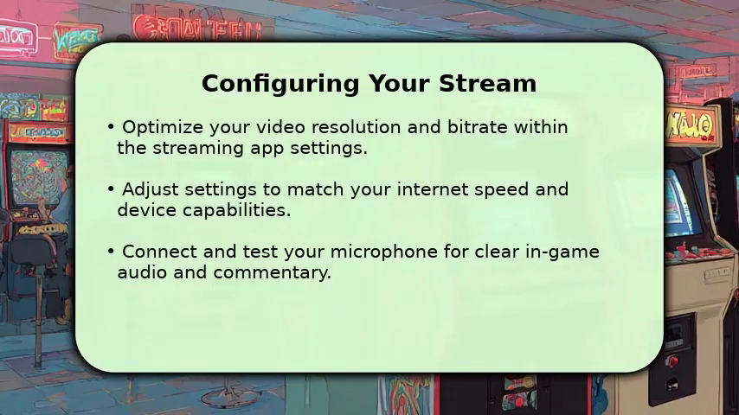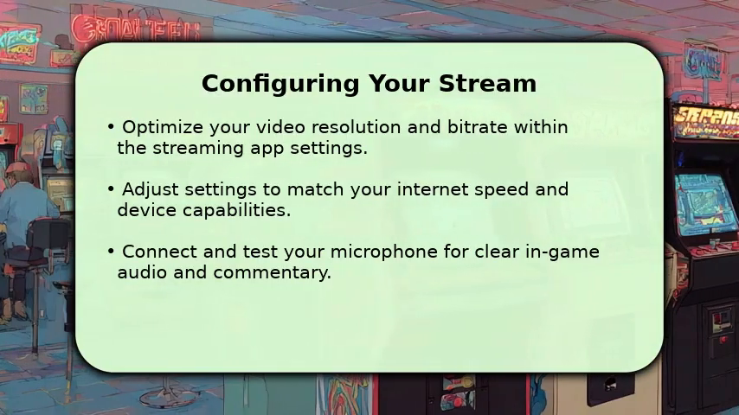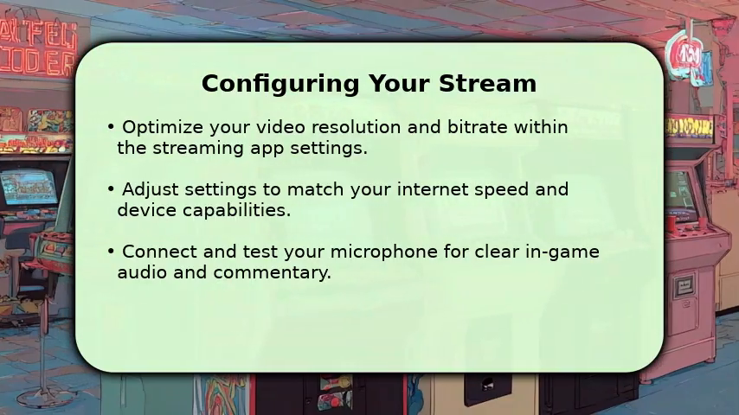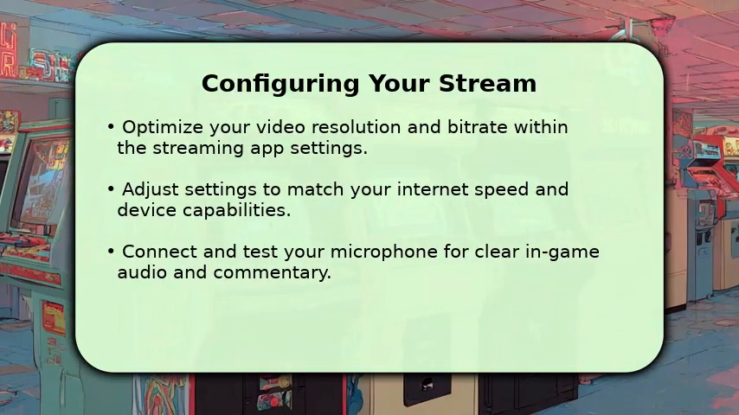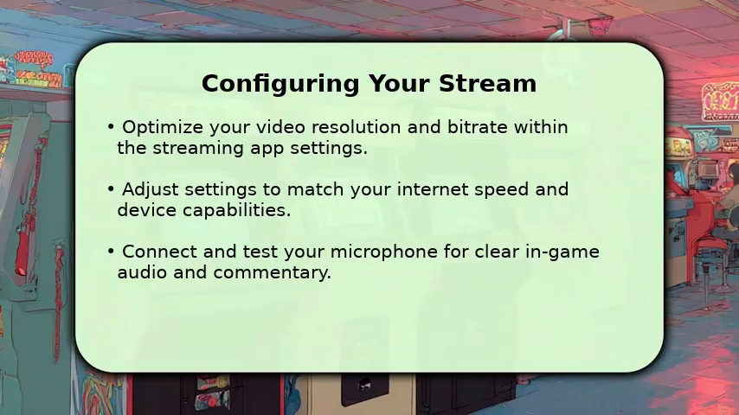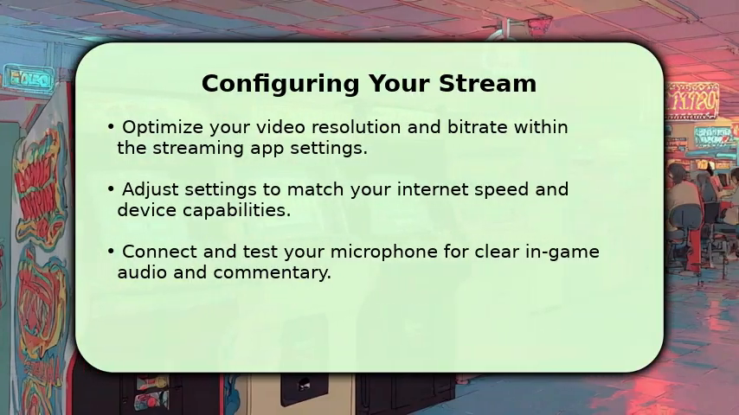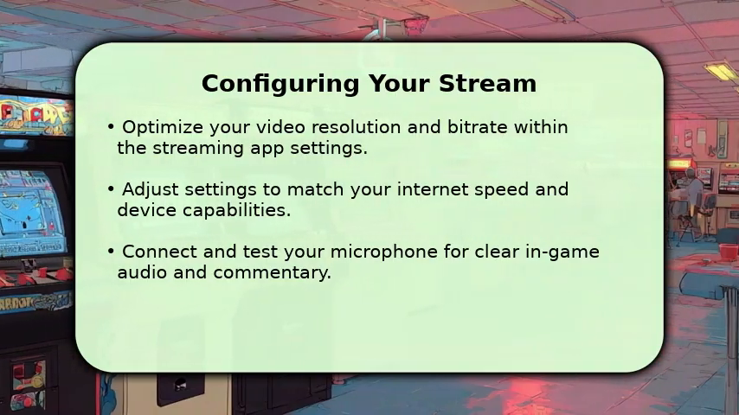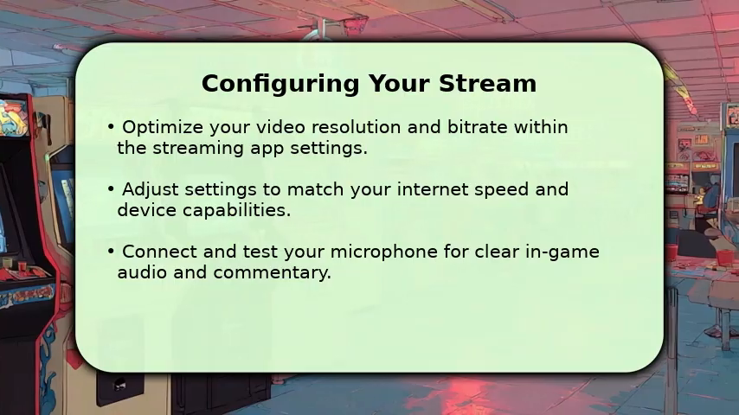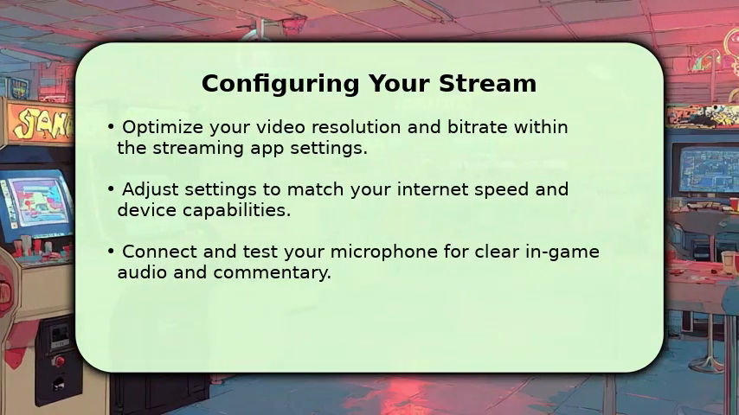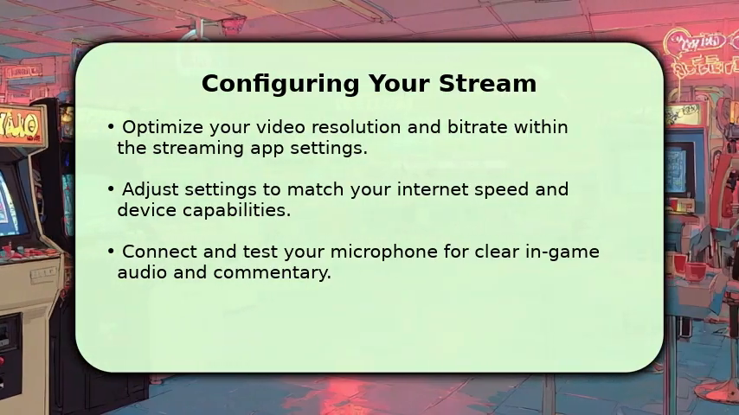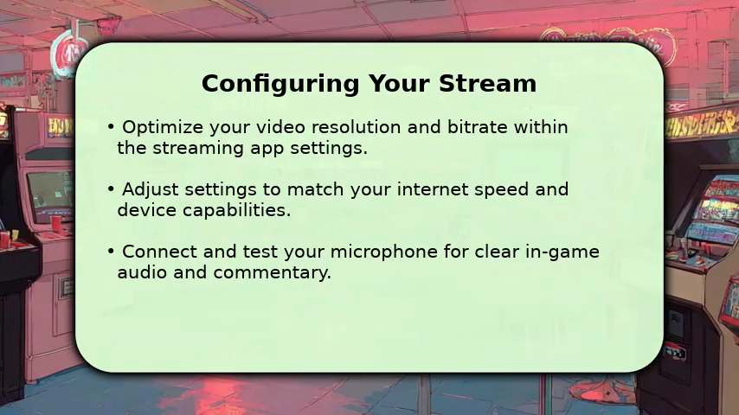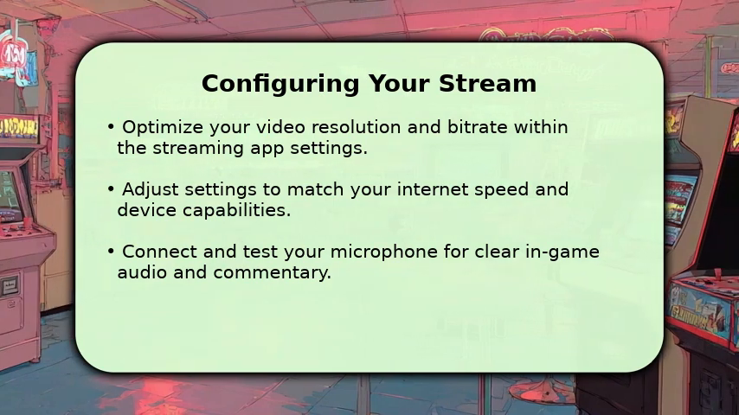Once you have chosen a streaming application, navigate to its settings menu to optimize your broadcast. Set your video resolution to 720 pixels for a balanced quality and performance experience, or 1080 pixels if your internet is very strong. Adjust the bitrate to between 2,500 and 4,500 kilobits per second, matching your upload speed. Also, connect your microphone for clear in-game communication and commentary. This ensures your audience hears you well.